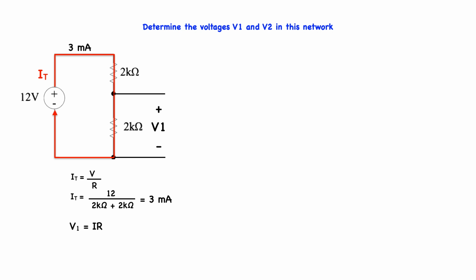We then return to Ohm's law to find the voltage V1. We now know the current flowing through the 2 k ohm resistor, so the voltage drop across V1 would be 3 milliamps times 2 k ohms, which will give us 6 volts.